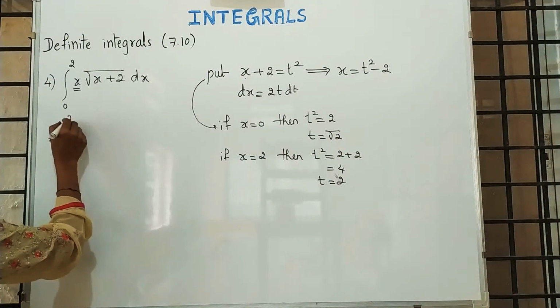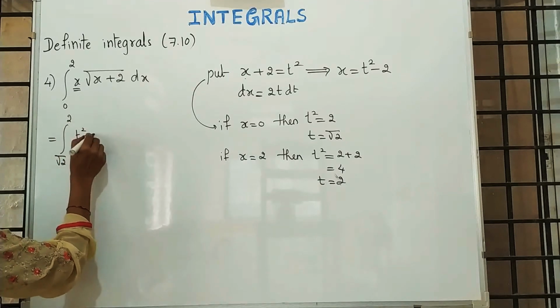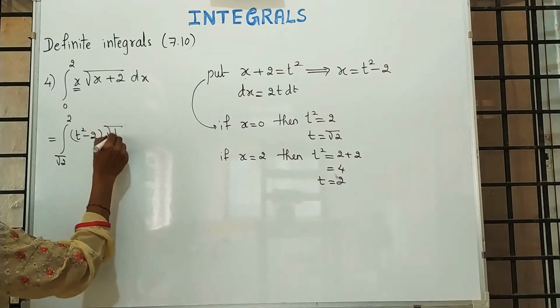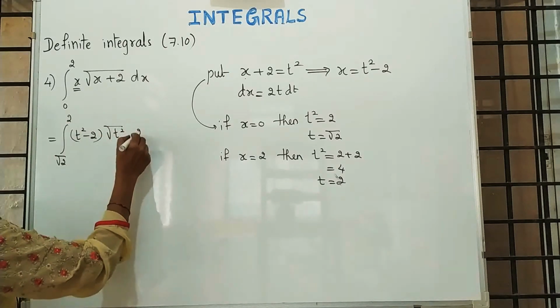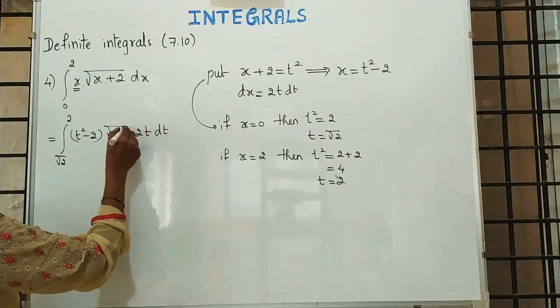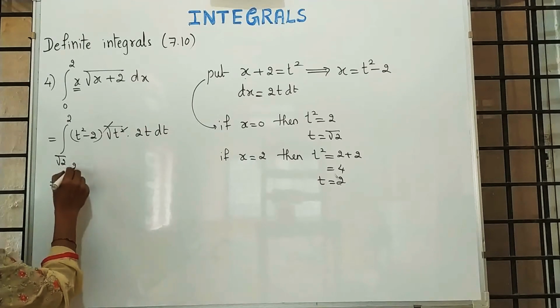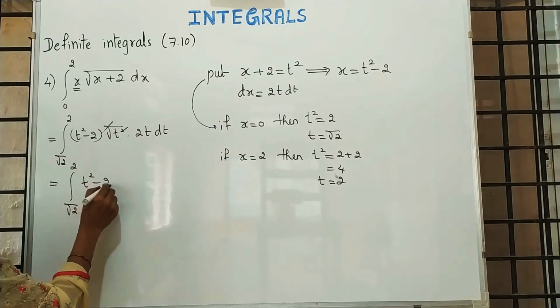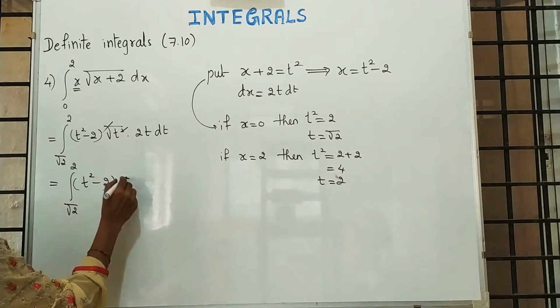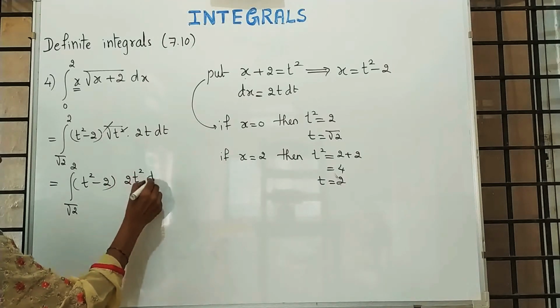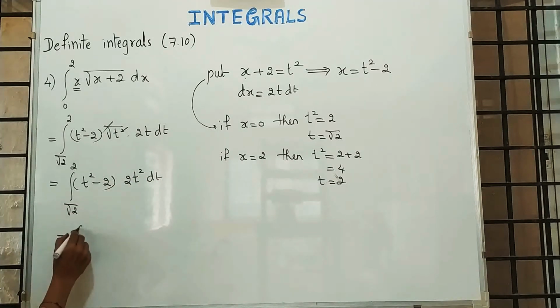Root 2 to 2, x is t square minus 2, root t square, dx is 2t into dt. The square root and square get cancelled. T square minus 2, t into t, this is 2t square into dt. Remove the bracket.